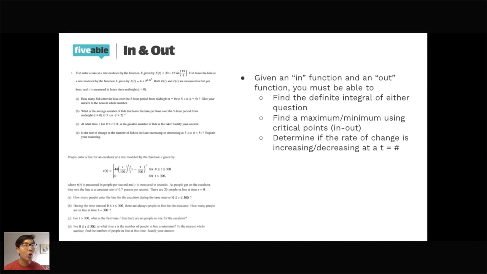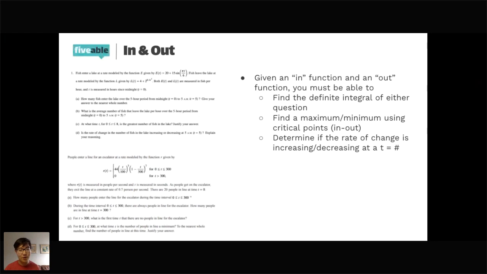So this usually always comes up as the first FRQ on calculus AB and I think even BC. I know that text is really small, but you can just read this big text over here. It basically gives you an in function and an out function. So fish entering a lake was last year's question, and 2 years ago it was people entering a line for an escalator. So it basically tells you that the number of people coming in is a function and the number of people going out is a function.